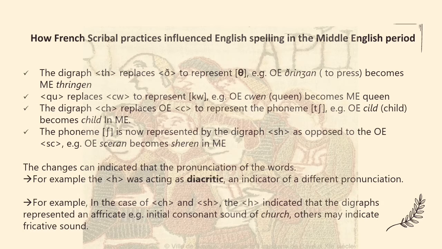Then, the phoneme sh is now represented by the digraph sh as opposed to the Old English sc. For example, in Old English, a word with sc becomes the spelling with sh in Middle English.